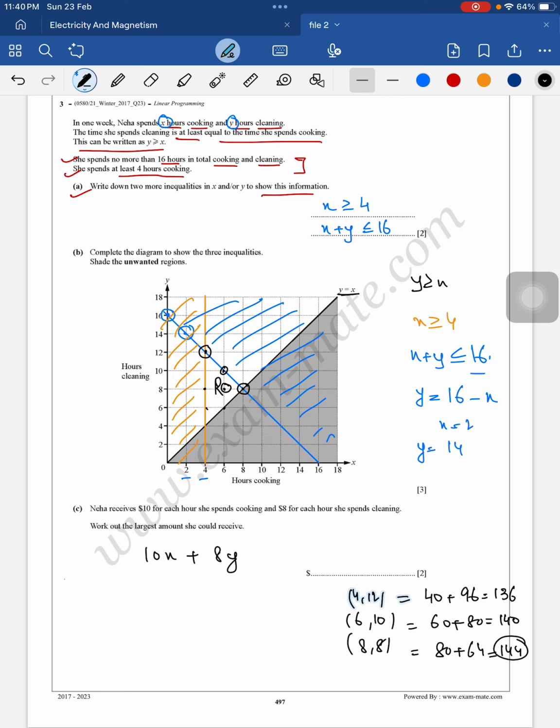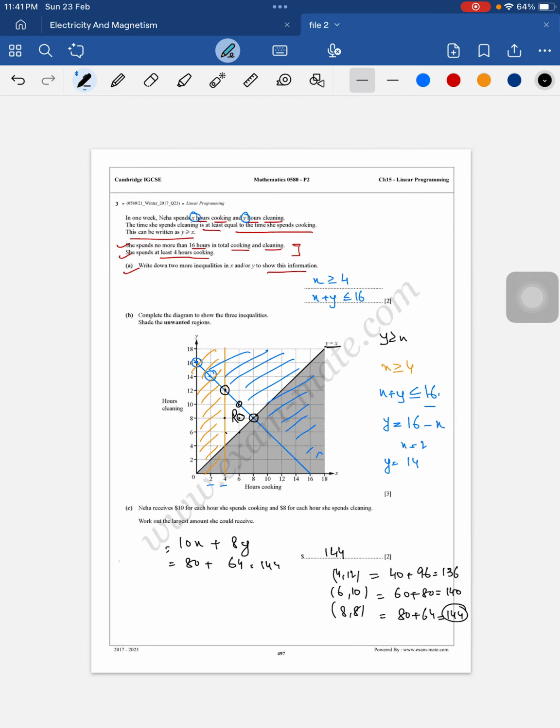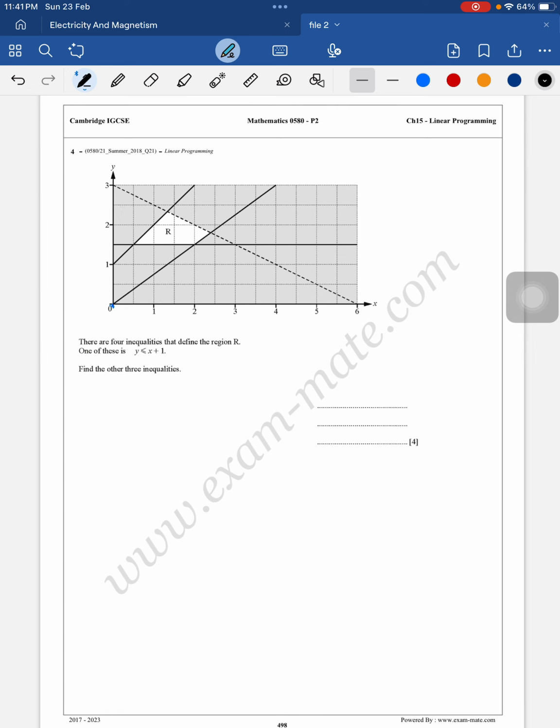So 8 comma 8. Okay. The largest amount is 8 comma 8. So 10 times 8 is 80, plus 8 times 8 is 64, 144. Clear? So $144. Okay. Question number 4.